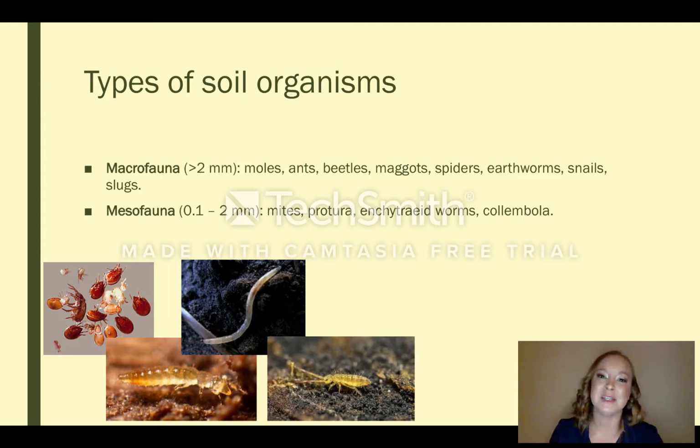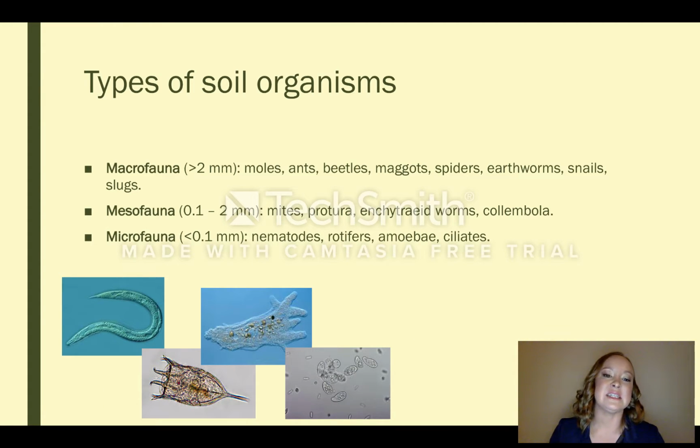Then we have mesofauna, and these are 0.1 to 2 millimeters in size, so a little bit smaller. These include mites, and on the left-hand side of the screen, that first picture, different sizes and types of mites, protura, small clear worms, and also collembola. The next size is smaller than 0.1 millimeters, and these are called microfauna. These include nematodes, rotifers, amoeba, and ciliates.